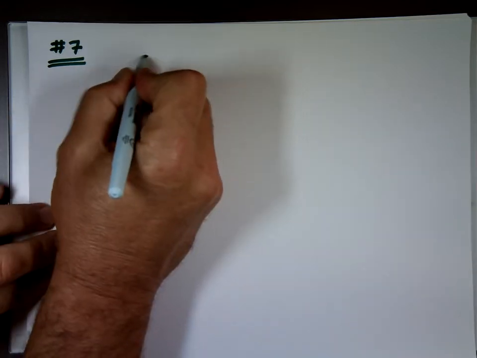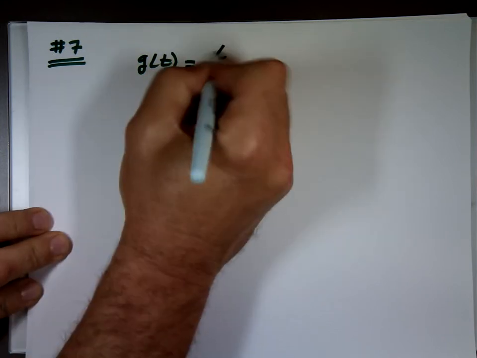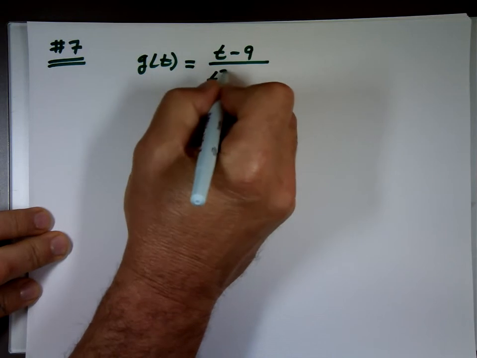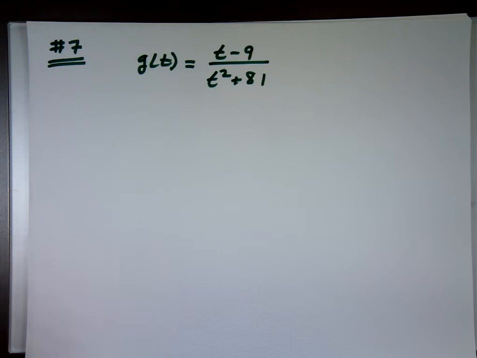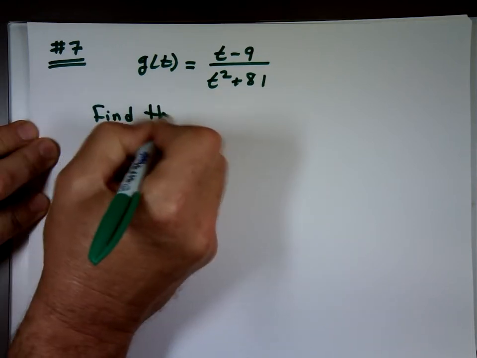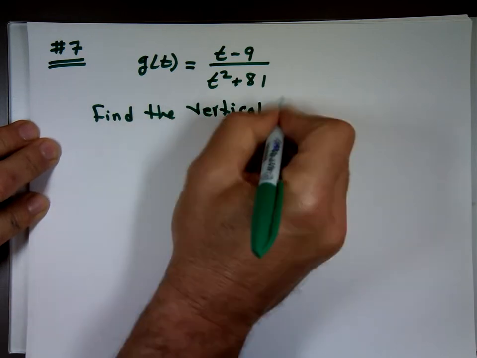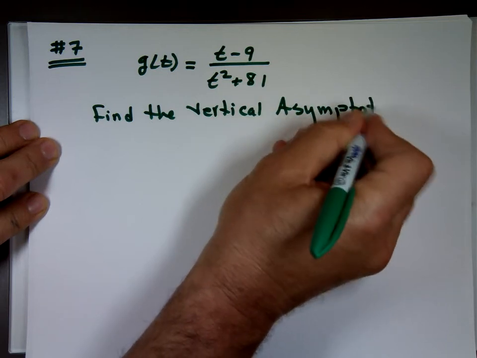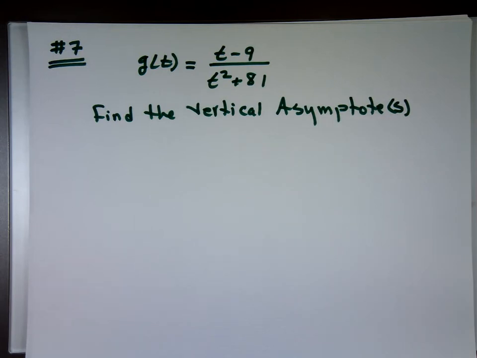Number 7. Let me find it here. Find the vertical asymptotes, if any. Graph the function. If the answer does not exist, write D and E. G of t equals t minus 9 over t squared plus 81. We're looking for the vertical asymptotes. That's what the question asks. Asymptote or asymptotes, it could be more than one. If any, because sometimes you don't have any. It says if there's none, just write D and E.